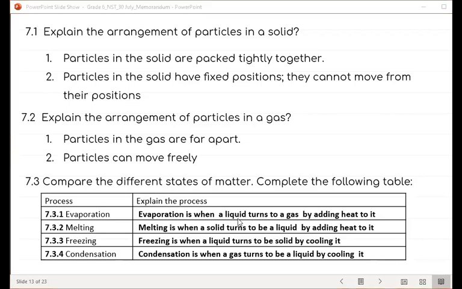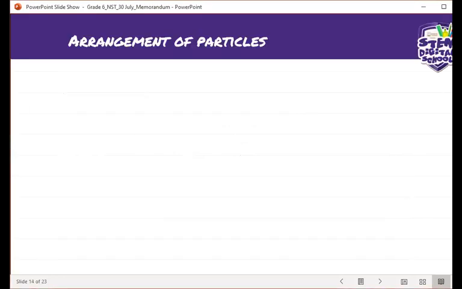In this case, guys, it was half a mark for mentioning that the liquid turns to a gas, and also half a mark for mentioning whether we are adding heat or cooling the particles. This question was 4 marks. So when we're talking about melting, this is when a solid turns to a liquid and we add heat to the particles. Okay, let's just go through this again.